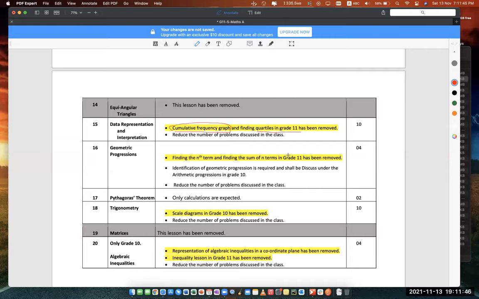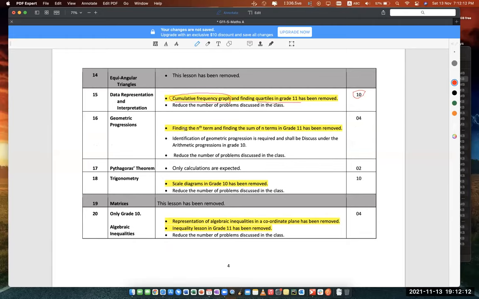So what is remaining? The histogram is remaining. Then the pie chart is remaining. Yeah, that's the two. So pie chart and the histogram. Since we don't have the cumulative graph, definitely you will get a pie chart or a histogram question. They have allocated 10 periods. So focus on the remaining parts.